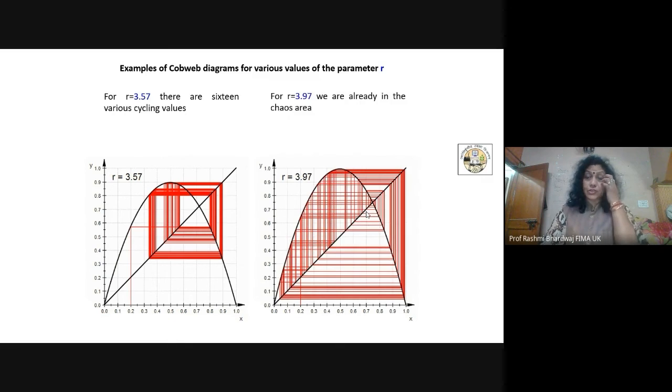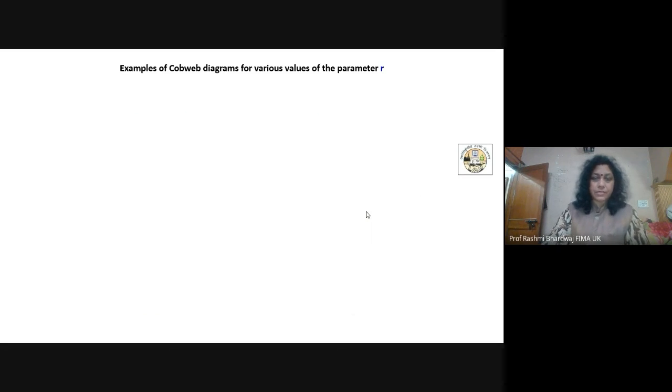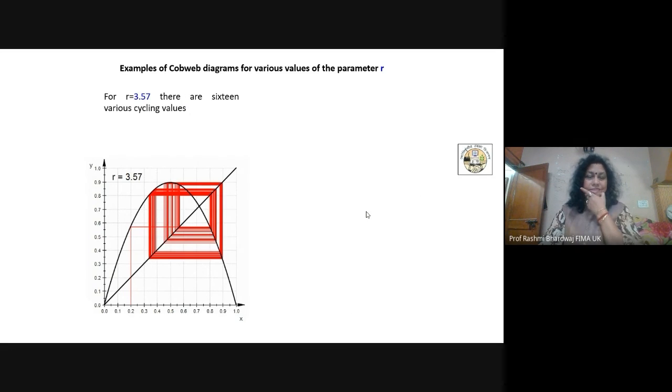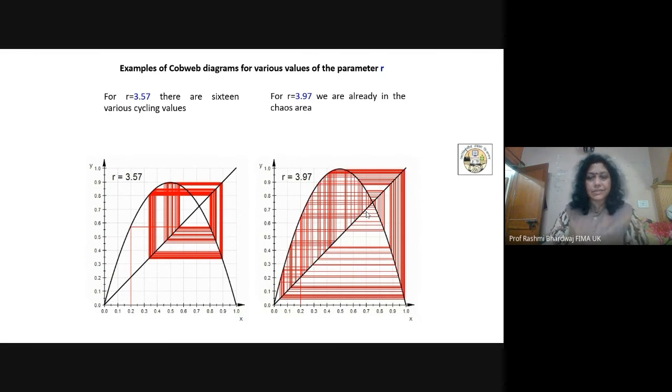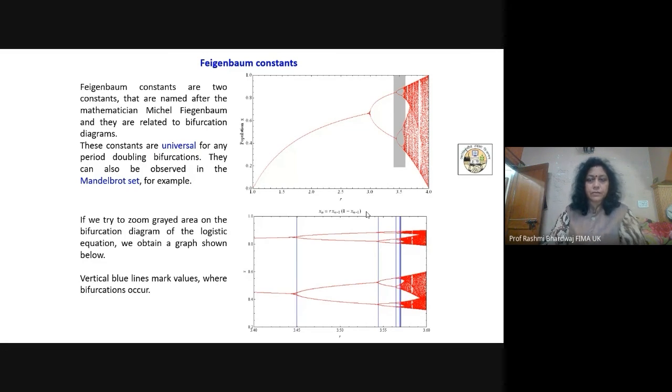And in this case, you are not able to calculate all the values. Here you have 2 cycles, here you have 4 cycles. Already I gave the example yesterday. Here you are getting the 16 cycle, and this is the chaotic situation at 3.97. You are not able to calculate that. And this is where you are getting the period doubling phenomenon.